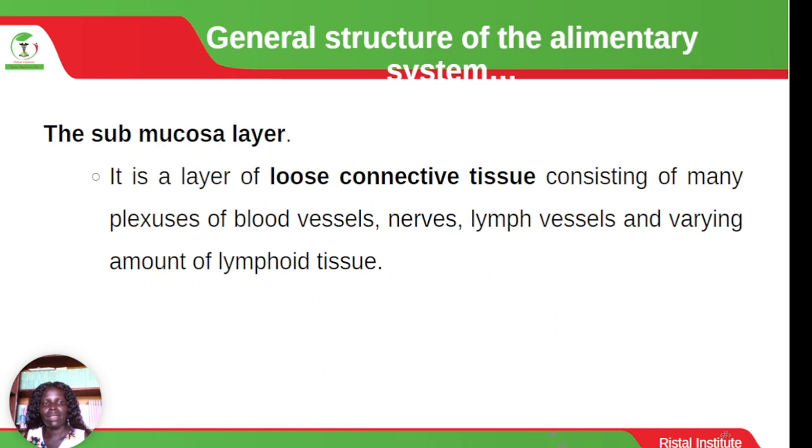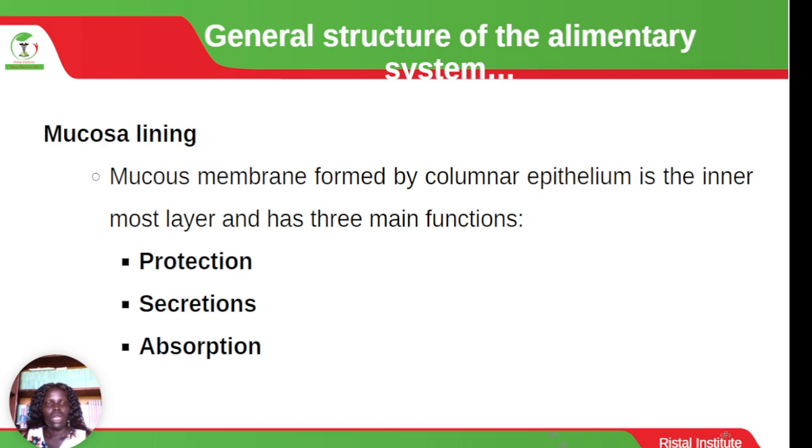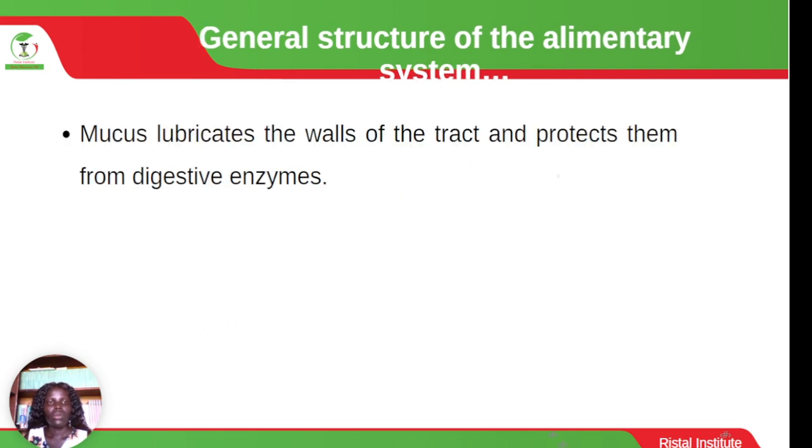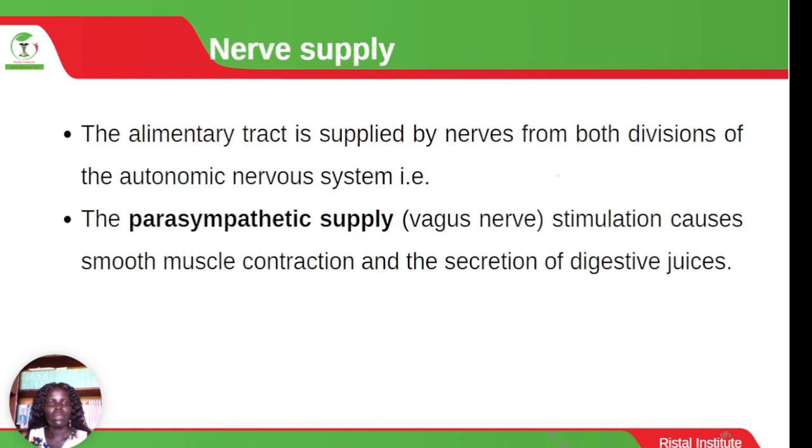So when we talk about plexuses, it's like a group of blood vessels, nerves, lymph vessels, and a varying amount of lymphoid tissue. Then the mucosal lining, a mucous membrane formed by columnar epithelium, is the innermost layer and has three main functions: protection, secretions, and absorption. Mucus lubricates the walls of the tract and protects them from digestive enzymes.